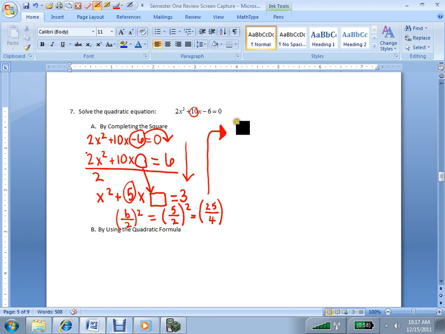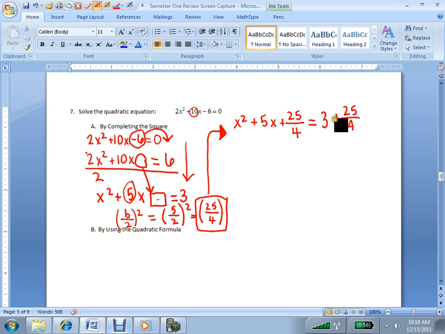So now what you're going to do is take the same equation and plug in this 25 over 4. So we're going to do plus 25 over 4 because that's what we had in our box right here, equals 3 plus 25 over 4.